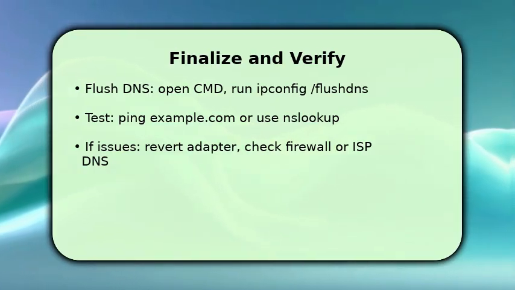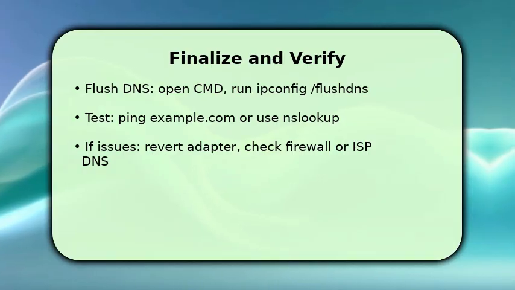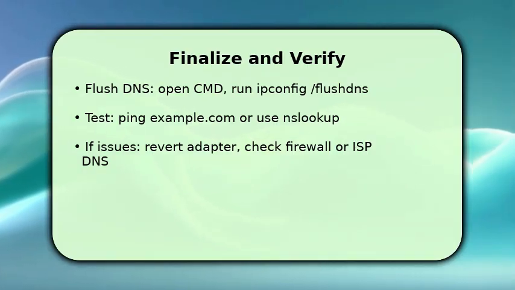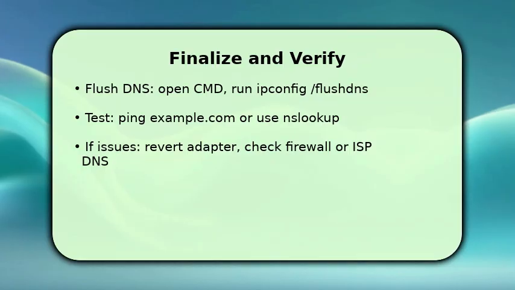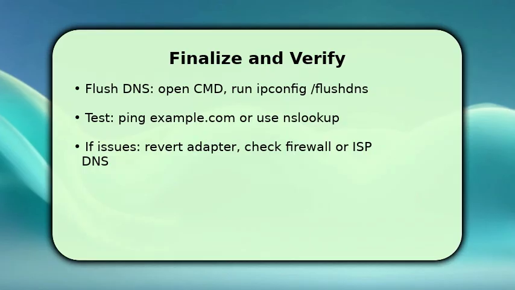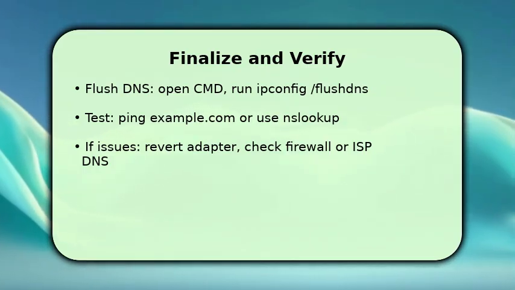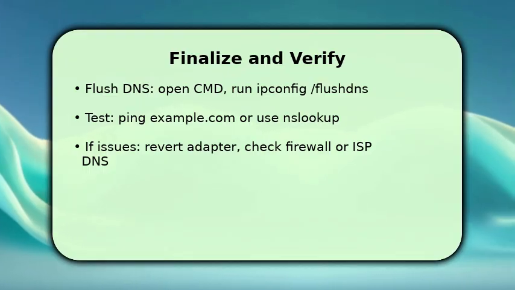Then test with ping or nslookup to confirm responses come from 1.1.1.1. nslookup shows the server IP. If something fails, make sure to revert to automatic DNS to isolate the problem, check local firewall or security apps blocking DNS, and verify your router or ISP isn't forcing its own DNS. That's the most common troubleshooting step.